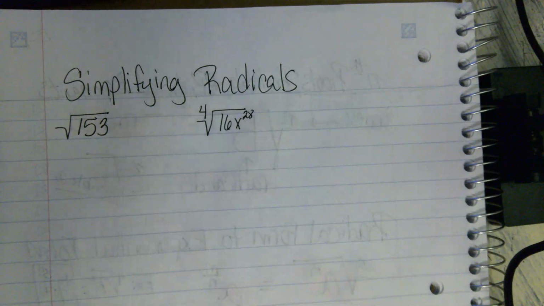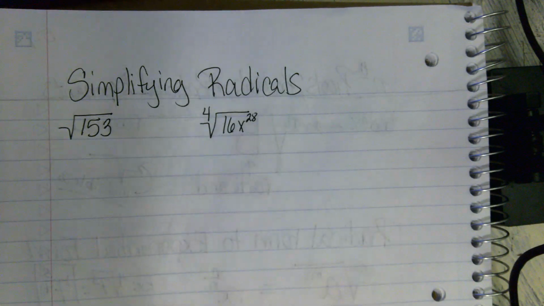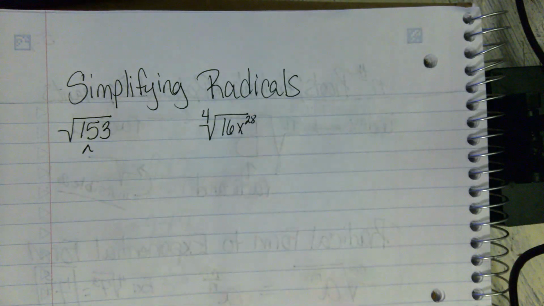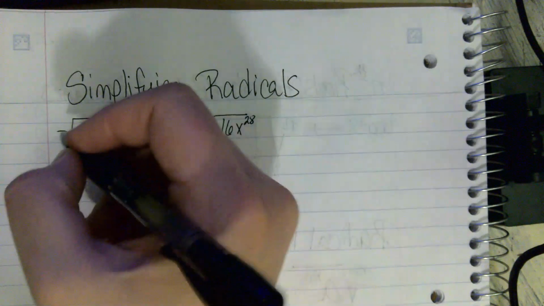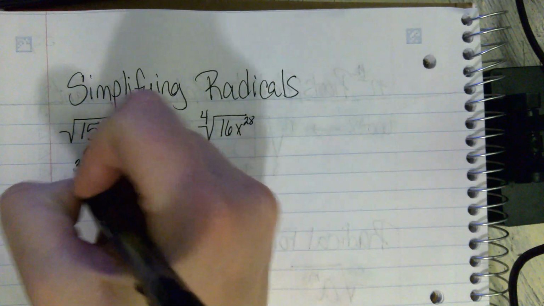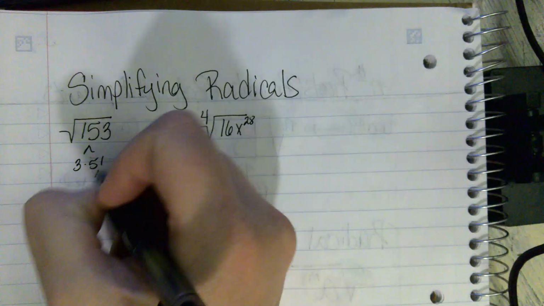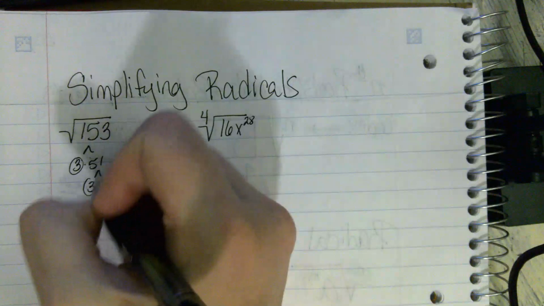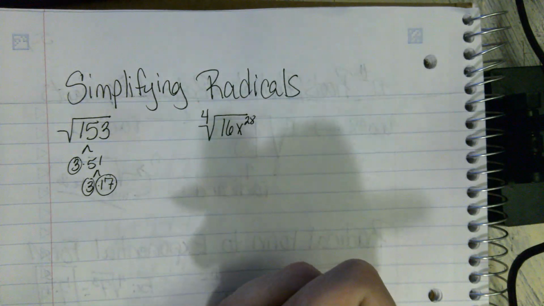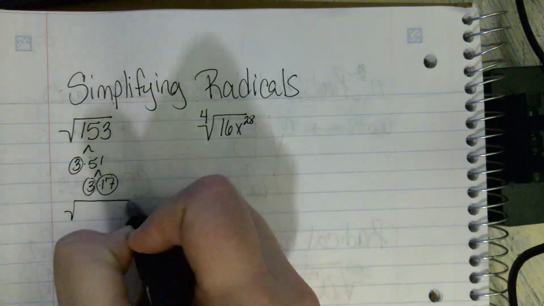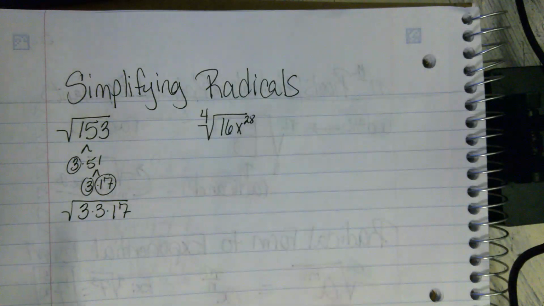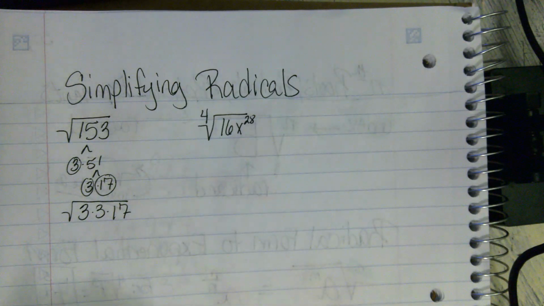Okay, let's review simplifying radicals. So the first thing I want to do is use a factor tree to factor 153 by its primes. I'm going to do 3 and 51. 3 times 17. And 3 and 17 are prime, so I'm going to circle those. Okay, and so underneath my radical symbol now, I have 3 times 3 times 17, which is equivalent to 153.